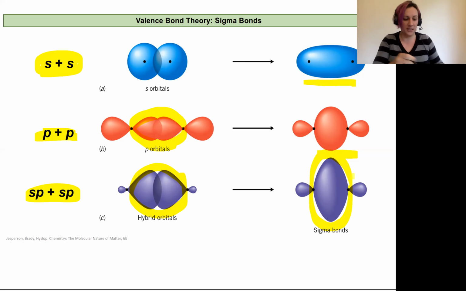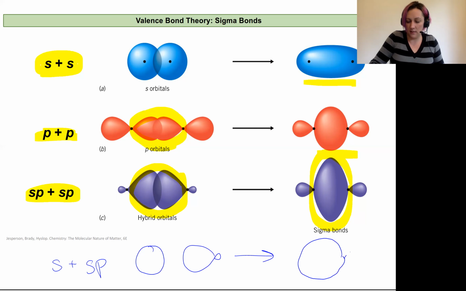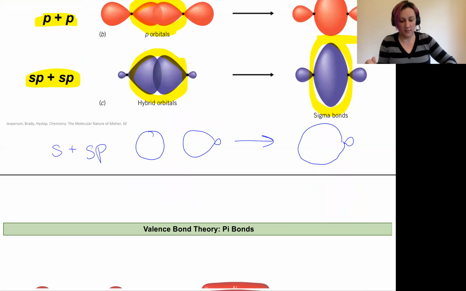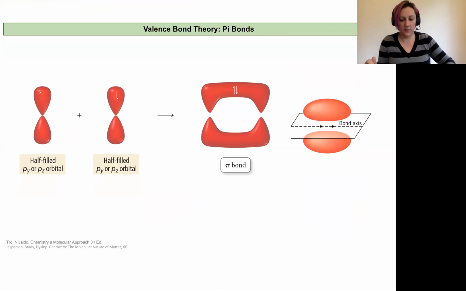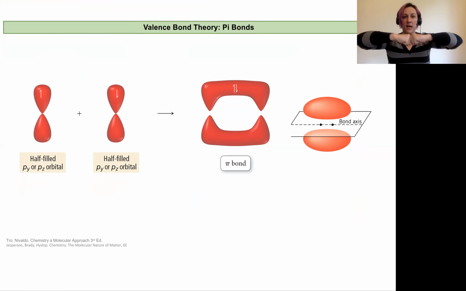And we can have different combinations too. Like we can have an s orbital combined with a p or with an sp hybridized orbital as a sigma bond. And then we get something that's like this. And that would be an s overlapping with an sp hybridized orbital. So there's a lot of possibilities. And that looks really different from pi bonds. Pi bonds are coming, instead of head on along the same axis, they're coming like this.